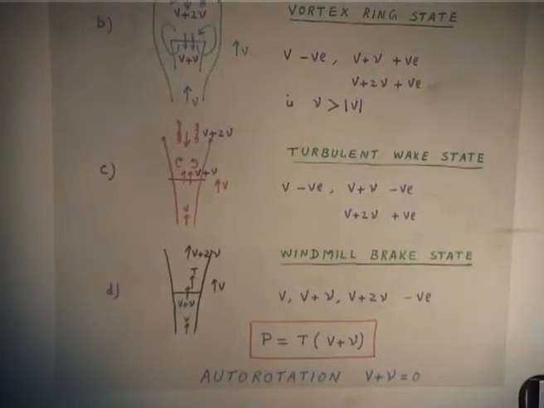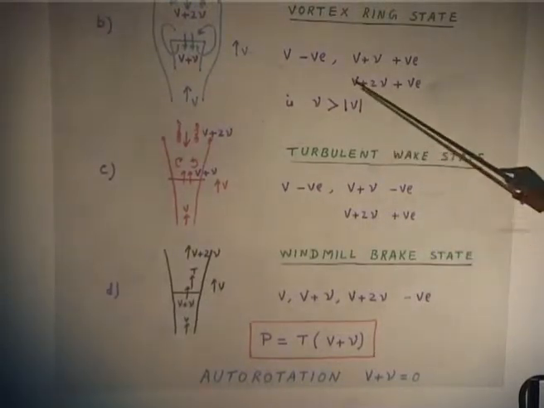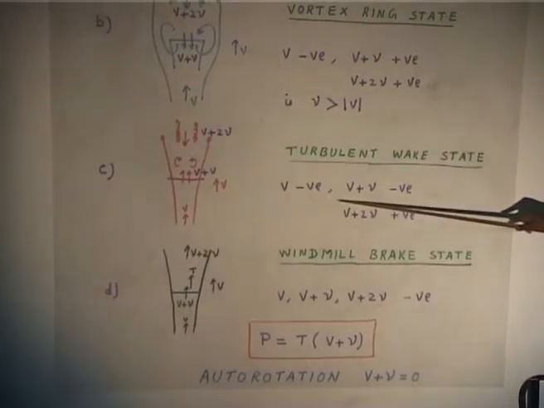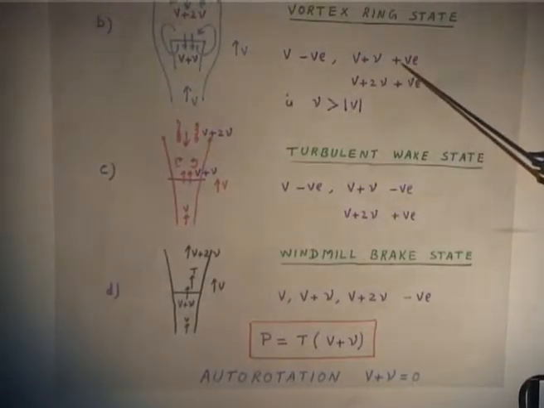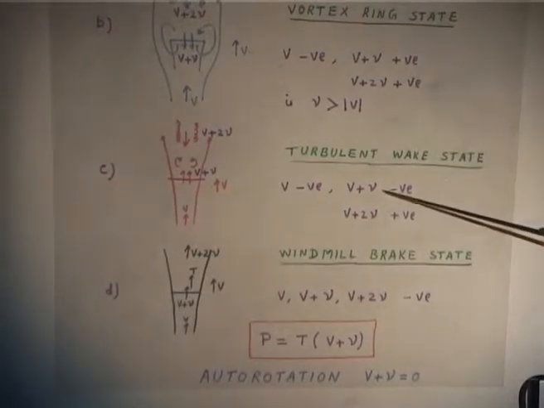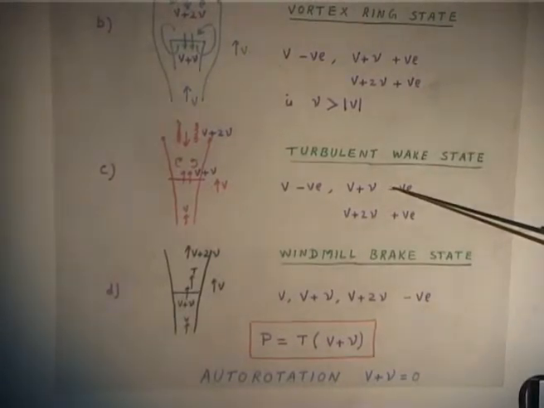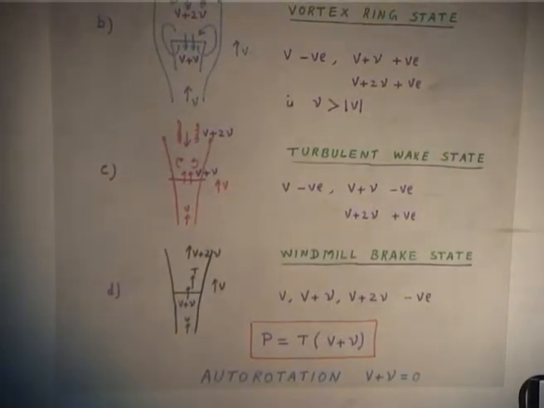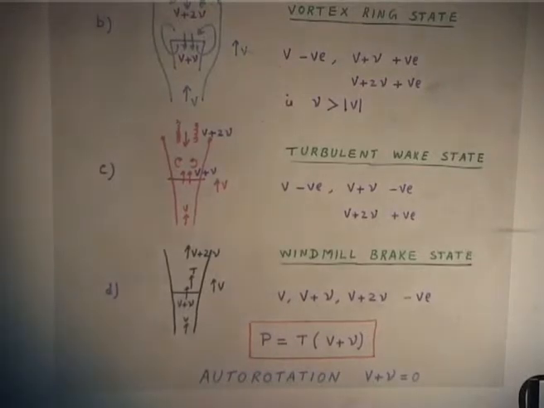So, at the rotor disc I have reached, but you see now between this state and this state, V plus nu positive, that means the flow at the rotor disc is down. Here V plus nu negative, flow at the rotor disc is up. That means there is a condition at which there is no flow at the disc. There is no flow.